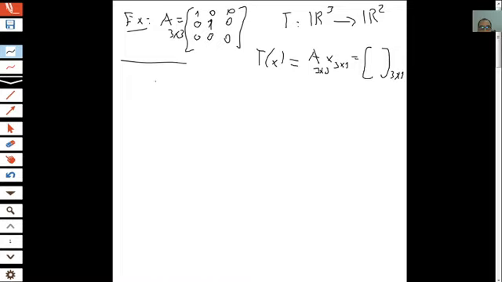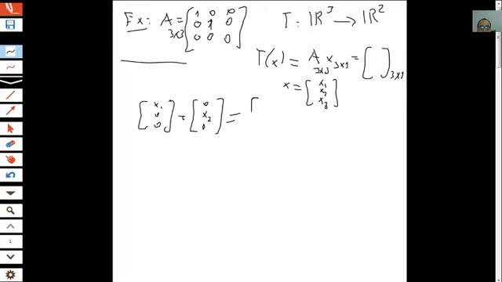Let's see the matrix A: 1, 0, 0, 0, 1, 0, and X has the components x1, x2, x3. So using the first column, 1, 0, 0, we obtain x1, 0, 0 for the product A times X, plus, using the second column, we have 0, x2, 0. And for the third one, we have the zero column, which means we have the zero vector, so we don't need to write it. And the addition of them will be x1, x2, 0. Therefore, we have x1, x2, 0. Namely, the third component is always 0.